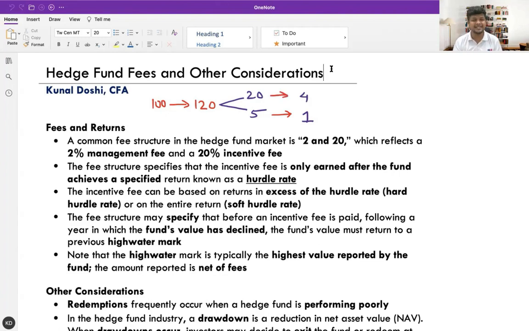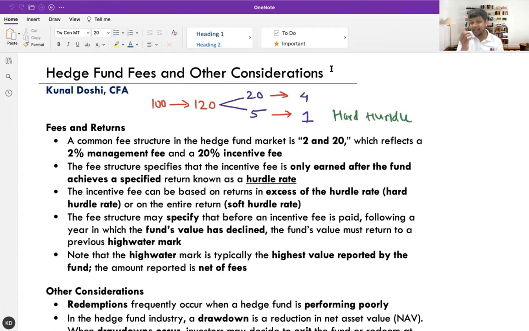Now, if you are an investor in the hedge fund, you want the incentives to be on the excess of the hurdle rate or the entire amount of profit? Entire? If you are an investor, no. Pay the fund manager 4 million or 1 million? 1 million, right? Now, this is called hard hurdle. That 1 million is called hard hurdle.